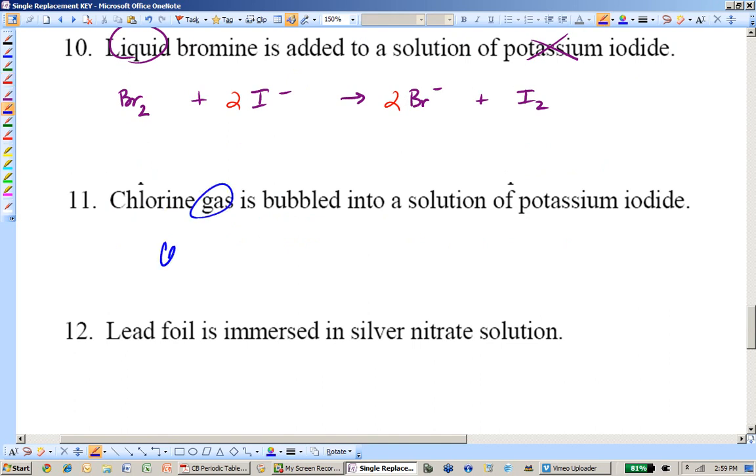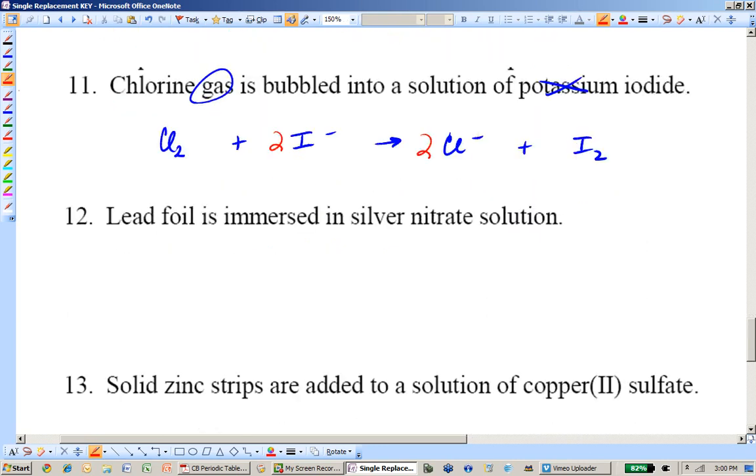Chlorine gas is bubbled into a solution of potassium iodide. Looks remarkably familiar. Halogen becomes halide. Halide becomes halogen. 2 of these, minus 2 on each side. Balanced. Check. Move on.